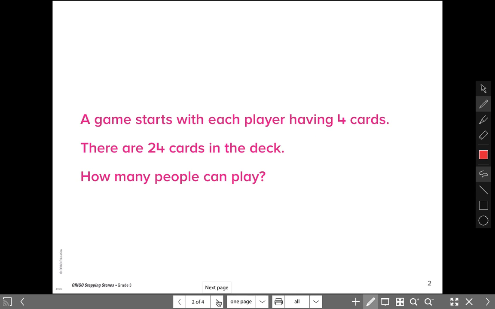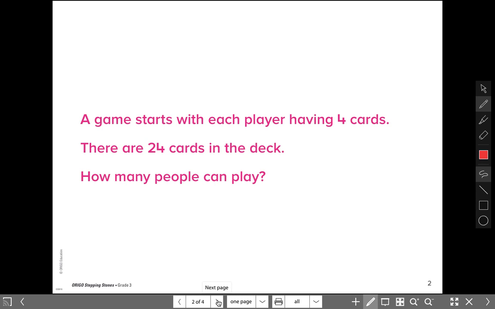All right. So, look, our favorite word problems. Here, let's put our counters back in here real quick. Nehemiah, just toss it back in real quick. All right, while I'm doing that, Joel, would you read the word problem to us, please? The game starts with each player having 4 cards. There are 24 cards in the deck. How many people can play?